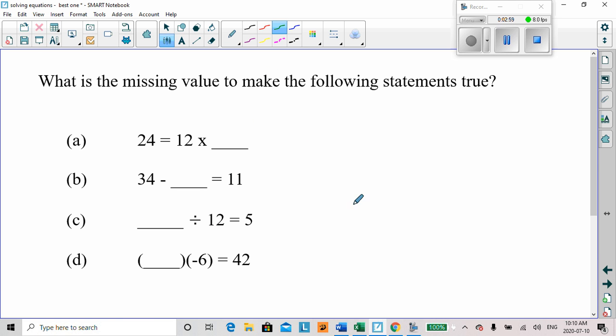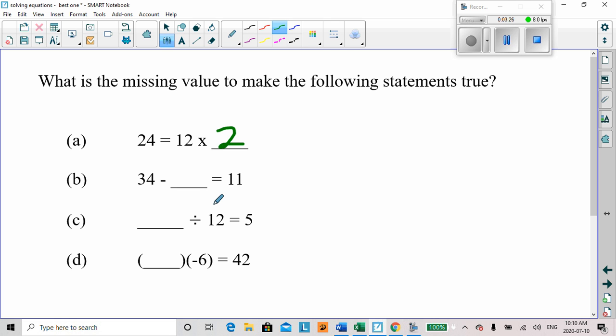Now, what I want you to do is you can pause the video and try and figure out what each one of these blanks are, and then come back and check your answers. Okay, you're back. What do we multiply 12 by to get 24? You should have 2. What we're using right now is called the guess and check method.